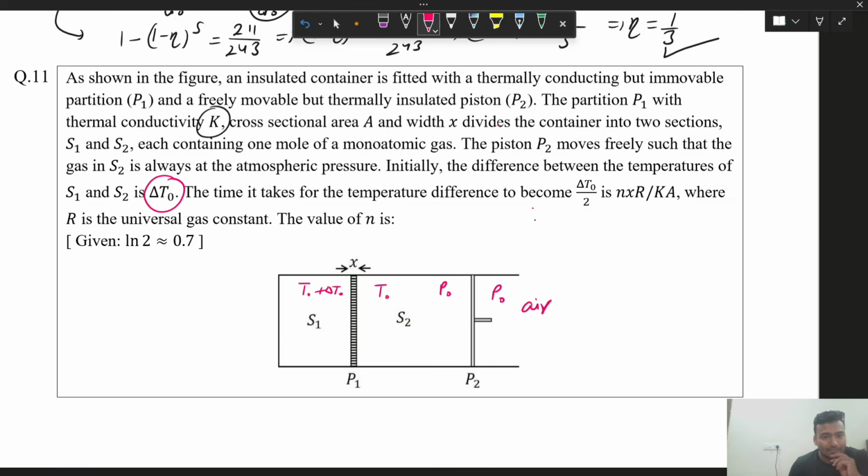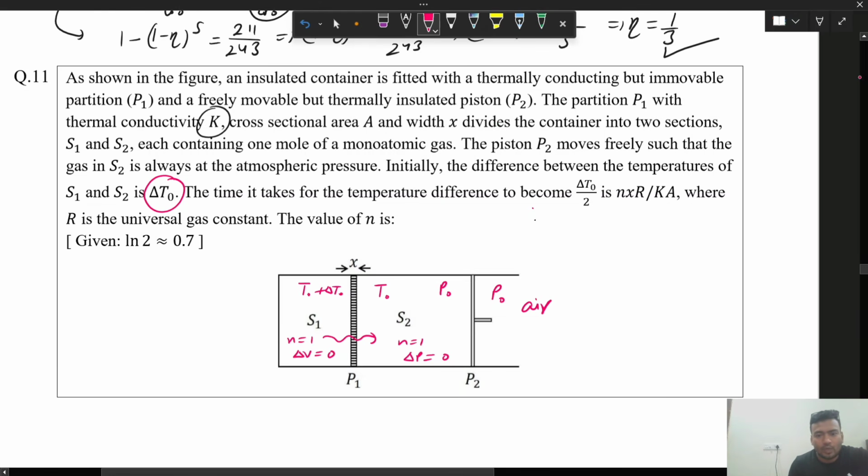So the S1 section is having more energy, so what will happen through this P1, it will actually get conducted to the S2 section, right? But in the S2 section the gas can expand, but its pressure remains constant. So basically it is an isobaric process, and for the first one you can see P1 is not movable, so it just remains fixed. So this is an isochoric process, and from S1 to S2 heat energy can transfer.